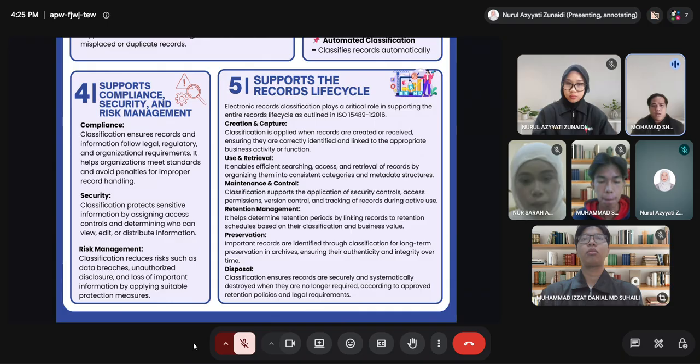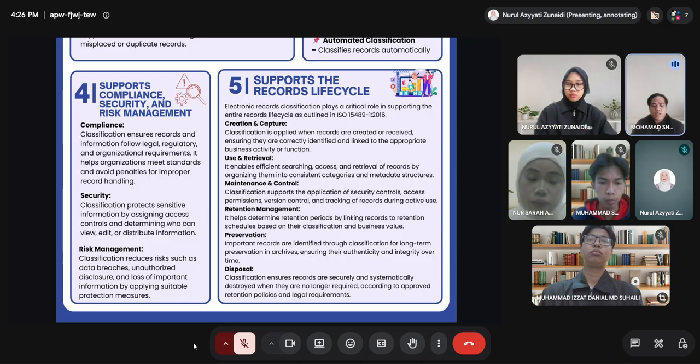The fourth stage is retention management. Different records have different retention periods. Classification helps determine how long each record should be kept based on its importance, business value, and legal requirements. This prevents records from being kept longer than necessary or deleted too early. Next is preservation. Records that have long-term historical, legal, or organizational value are identified through classification and preserved in archives. This ensures they remain authentic, complete, and accessible for future use.